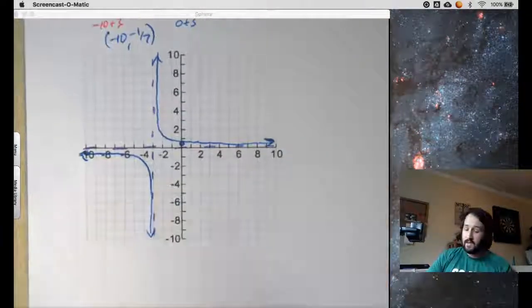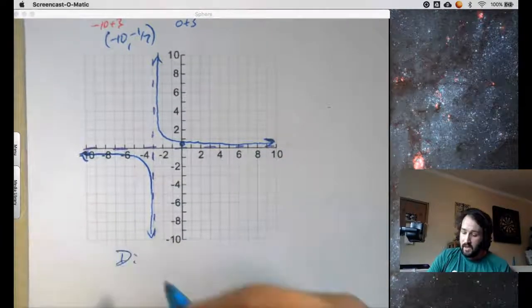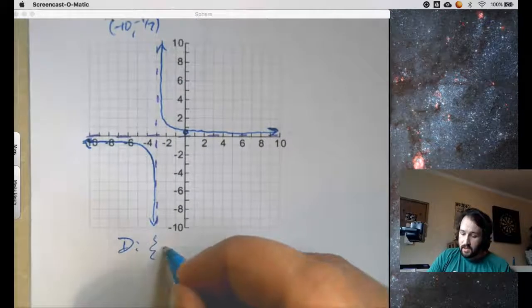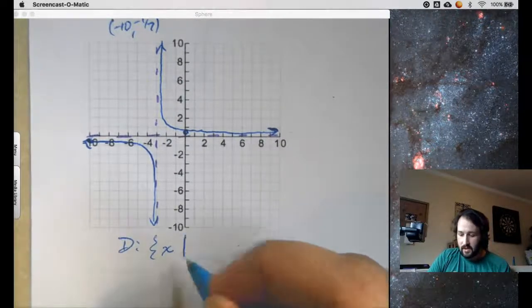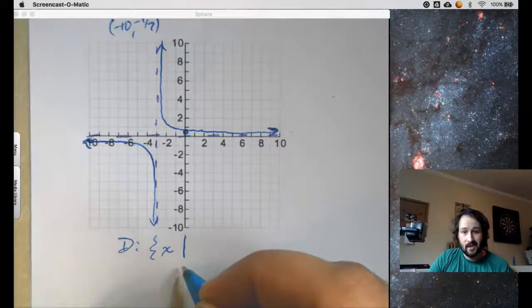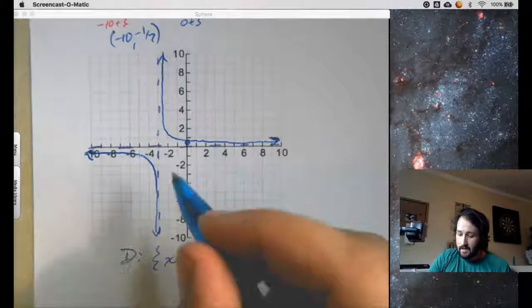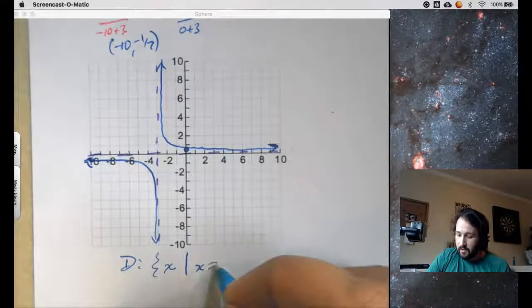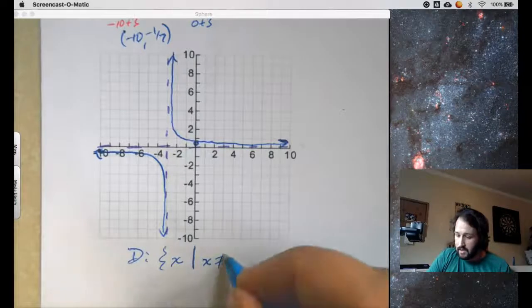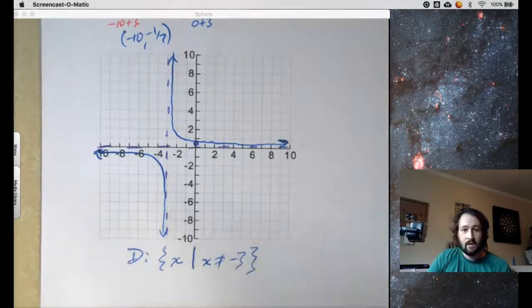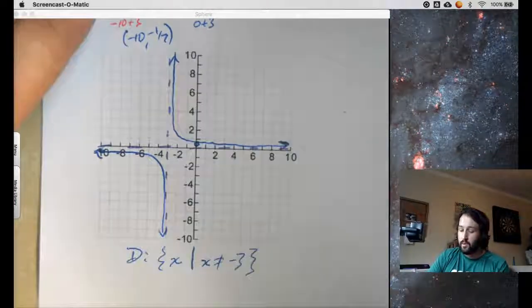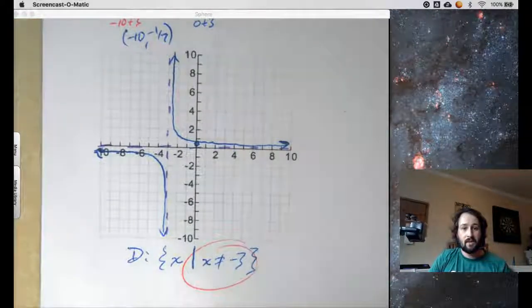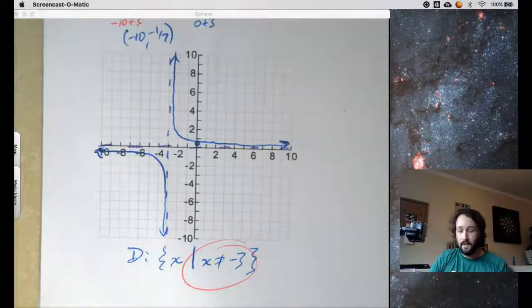So now, the other thing, if they ask you for the domain, they're going to start using set notation a little bit. So this is x such that, where the bar means such that, x is not equal to our vertical asymptote here, which is -3. That's how they will start writing the domain. The most important thing is that part right there, that x cannot be -3.